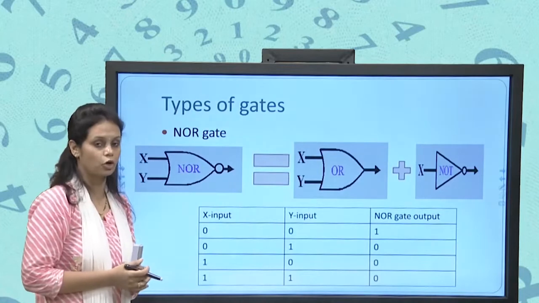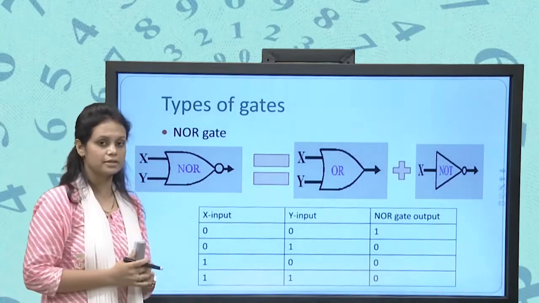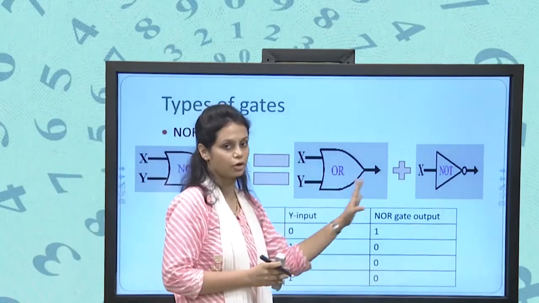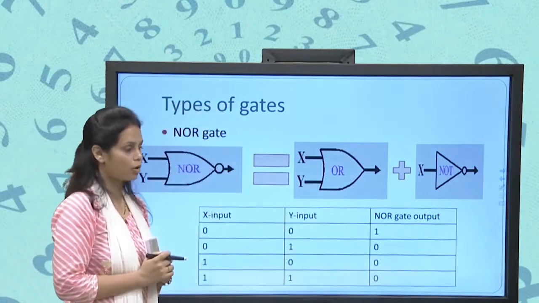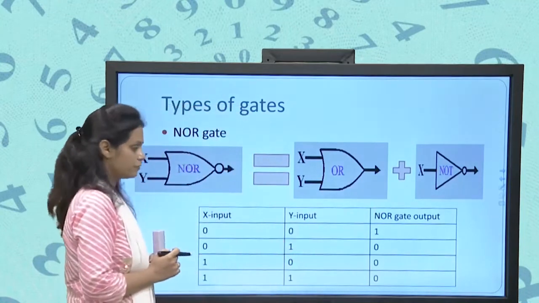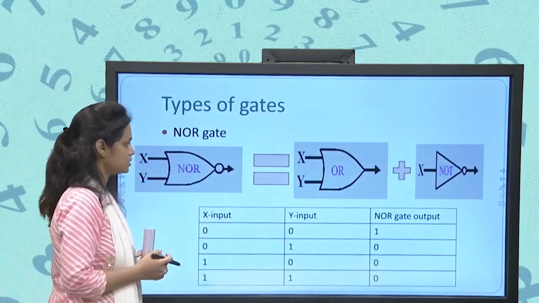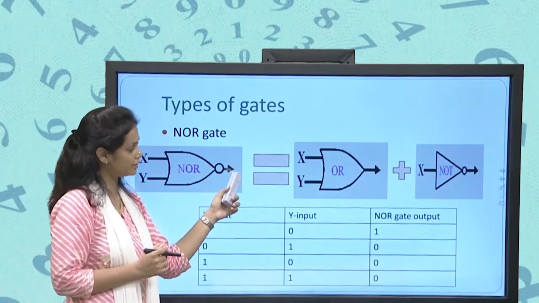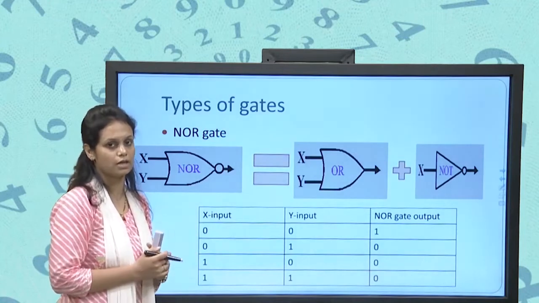Next is the NOR gate. Now see, what is the NOR gate? NOR gate is the combination of the OR gate plus NOT gate. We'll see some examples in detail. So first we will perform the OR operation by using the OR gate and then we will perform the NOT operation using the NOT gate.